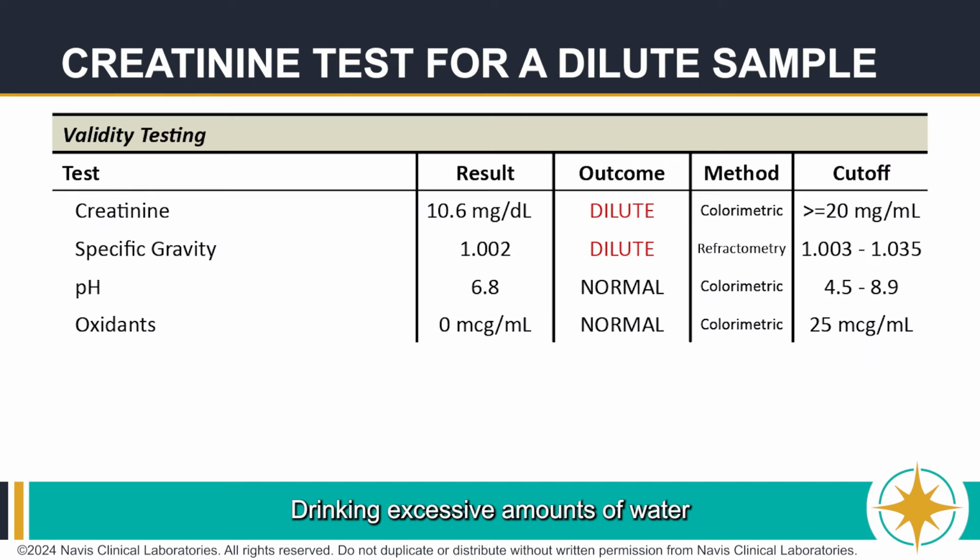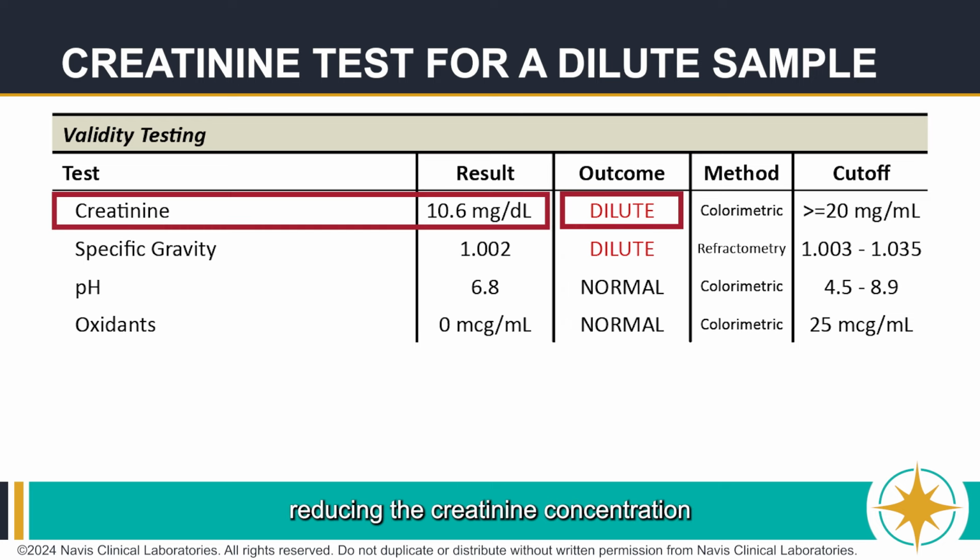Drinking excessive amounts of water will cause urine to be dilute, reducing the creatinine concentration and flagging the specimen for a failed validity test. The creatinine level may be so low as to classify it as dilute, less than 20 milligrams per deciliter, or even substituted, less than 2 milligrams per deciliter. Even though a test comes back as negative for a drug test, when combined with a dilute or substituted creatinine result, drug testing results should be considered invalid.